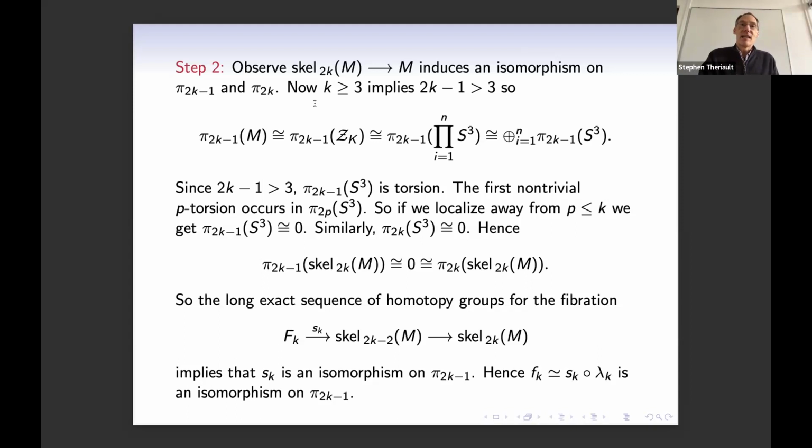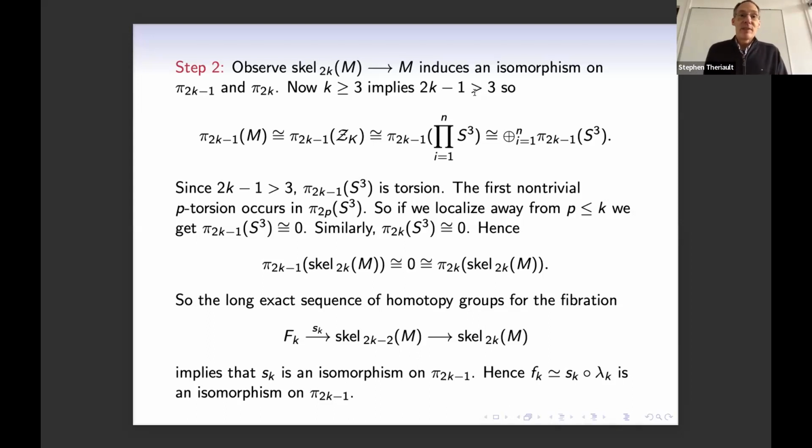Now, when we do that, we're in a dimensional range, which means that the 2k minus 1 homotopy group of M, for example, is the same as the 2k minus 1 homotopy group of the corresponding moment angle complex, where now K is for the cube. Because when K is a cube, we saw that the moment angle complex was a product of three spheres, right? So we're really looking at pi 2k minus 1 of a product of three spheres. So all that's important is pi 2k minus 1 of a single three sphere. If we can control it, then we're in business.